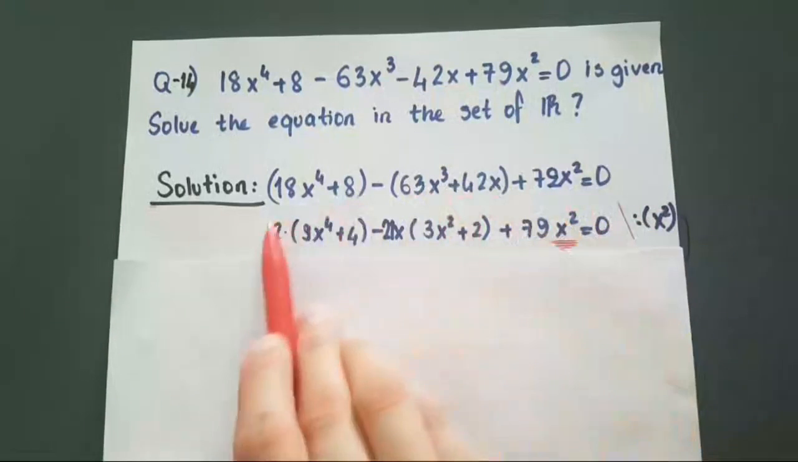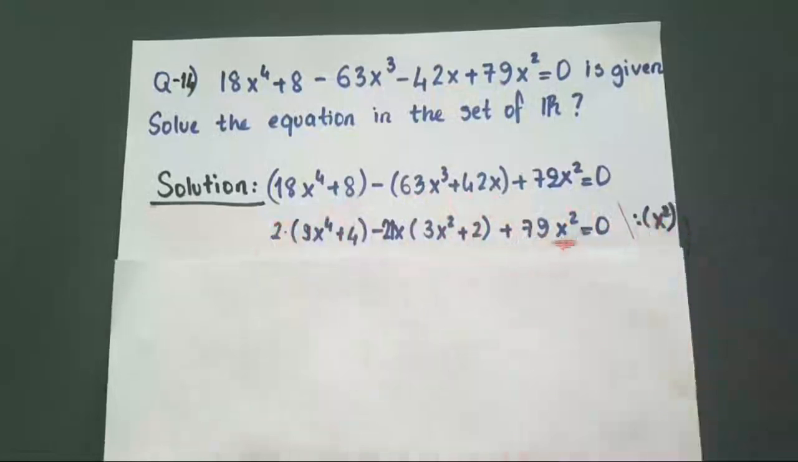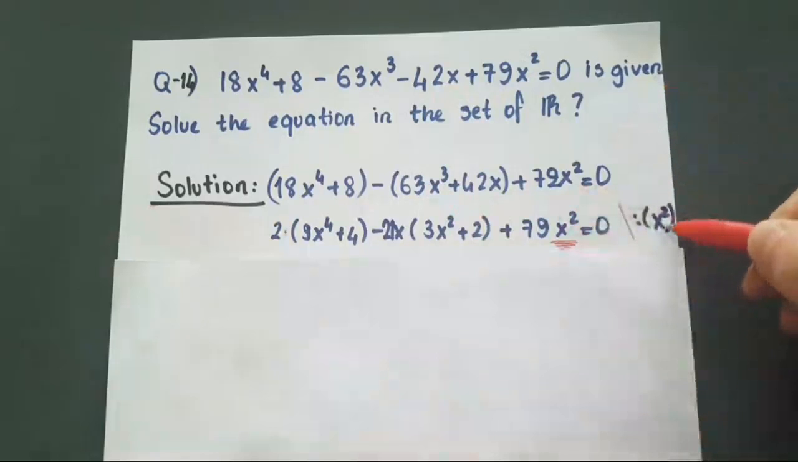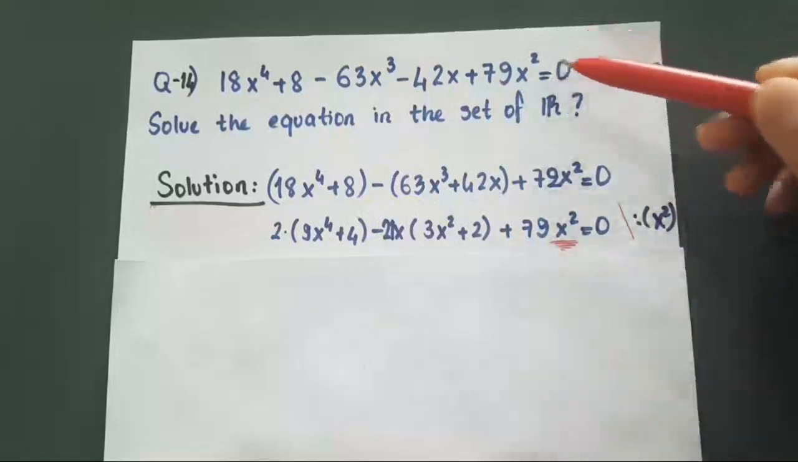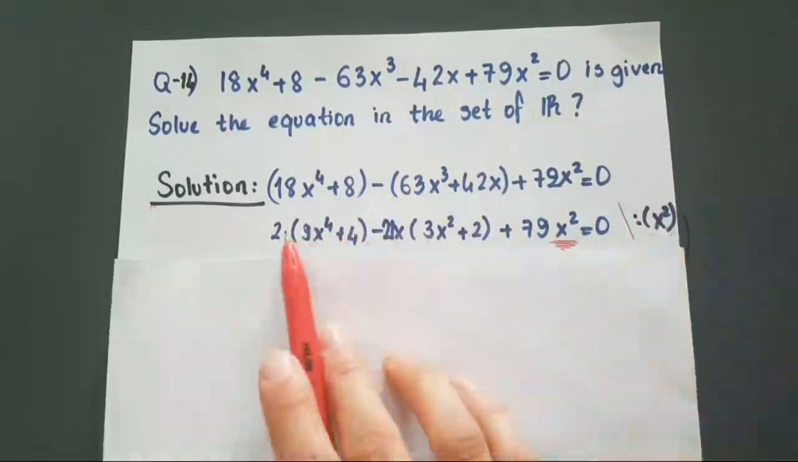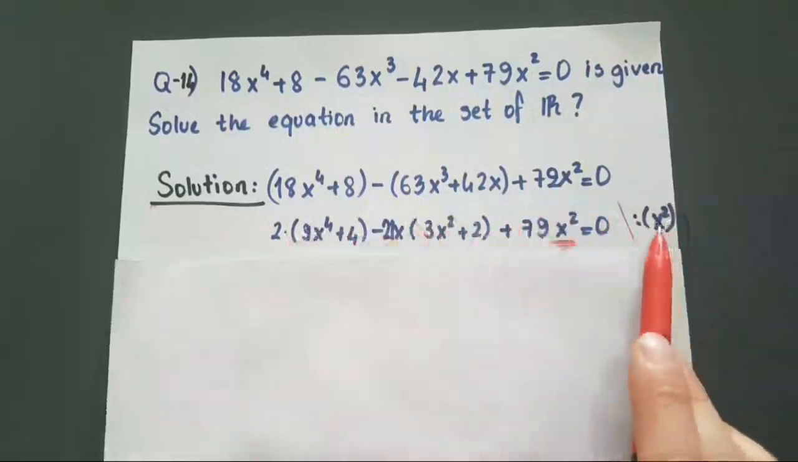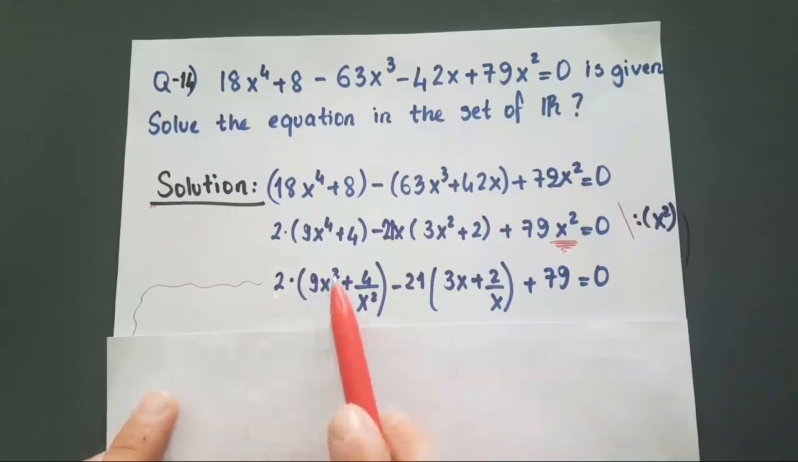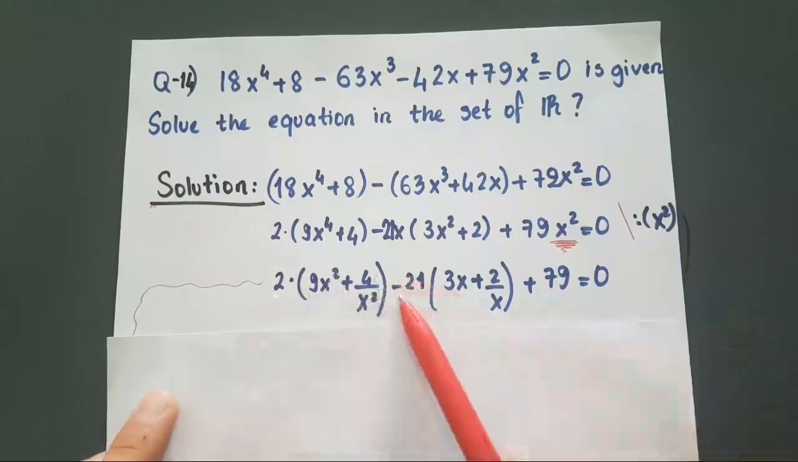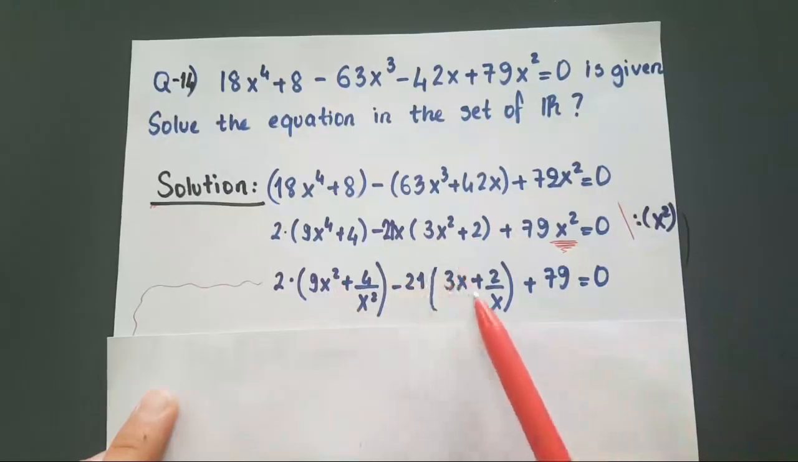Can I divide the whole equation by x to the power of 2? I can, but before I do that, I need to check whether 0 is a solution of the problem or not. I have checked it and 0 is not a solution, so we can divide every single term in this equation by x to the power of 2. And when I divide, I get 2 times (9x squared plus 4) over x to the power of 2, minus 21 times (3x plus 2) over x, plus 79 is equal to 0.